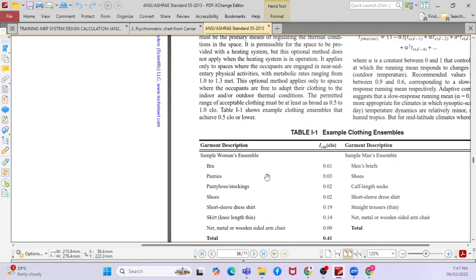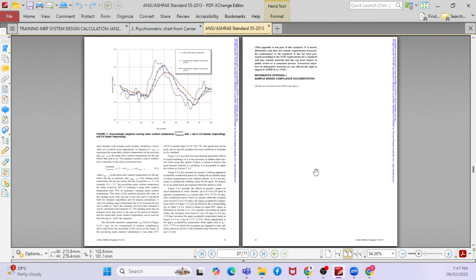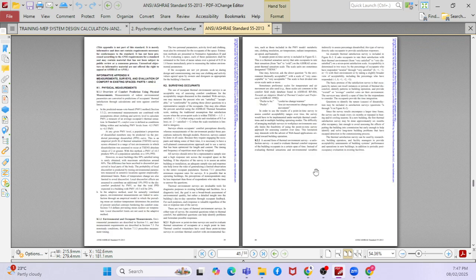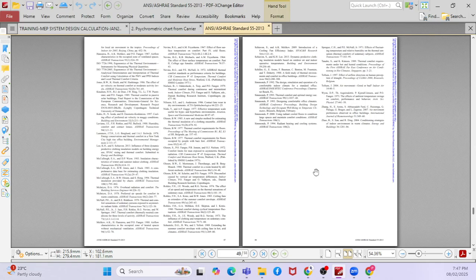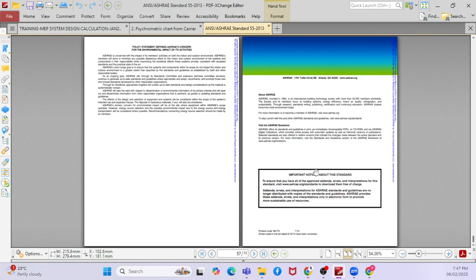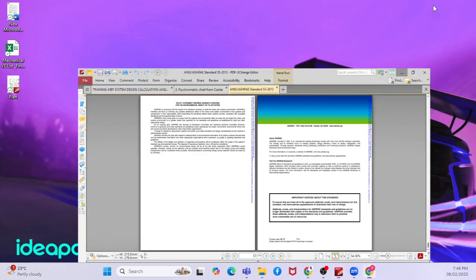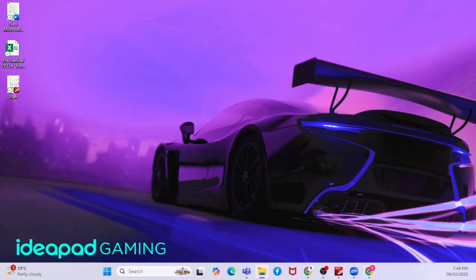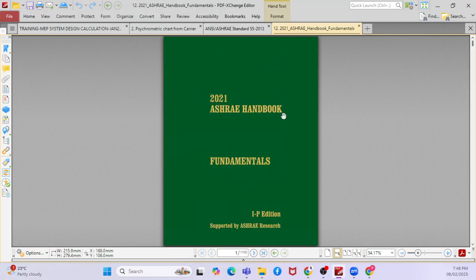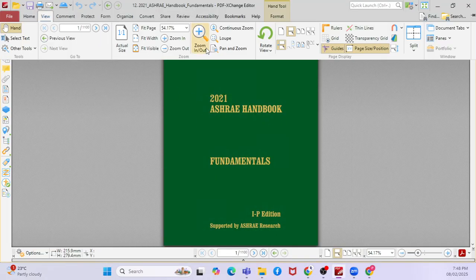Okay, so if you think we need to go to the updated version, yes, sure, we will go through that updated version. If you go further down, there is a thermal load calculation as well. Let me open another guideline. So this is the ASHRAE Fundamentals guideline.